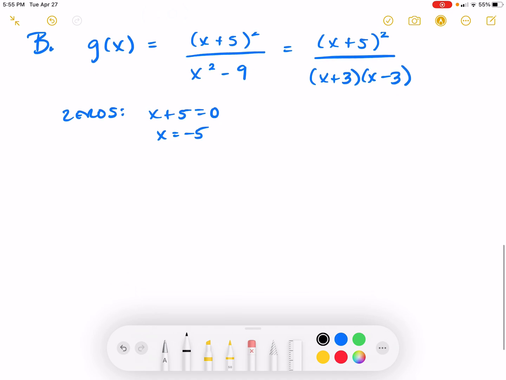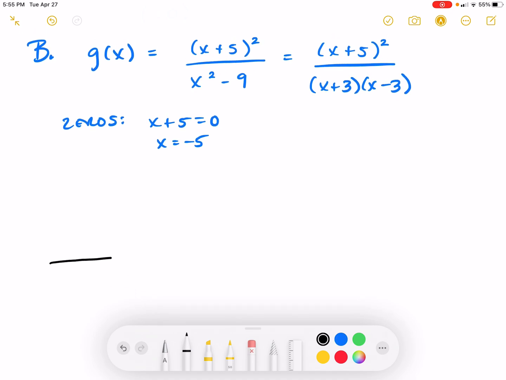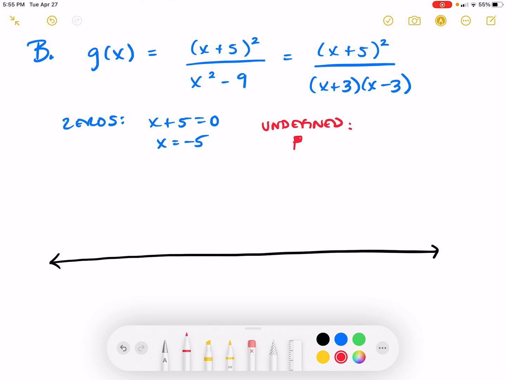So let's go ahead and set up our sign chart and make a big number line. Oh, I know what we needed to do. I knew I was forgetting something. We need to figure out where the function is undefined because of our red flags, and we have to look at the denominator. Well, what we see is that x plus 3 cannot equal 0 and x minus 3 cannot equal 0. So there are two undefined points at negative 3 and 3. So let's tie all of this together. At negative 5, I'm going to use a closed circle because this is where the function equals 0.